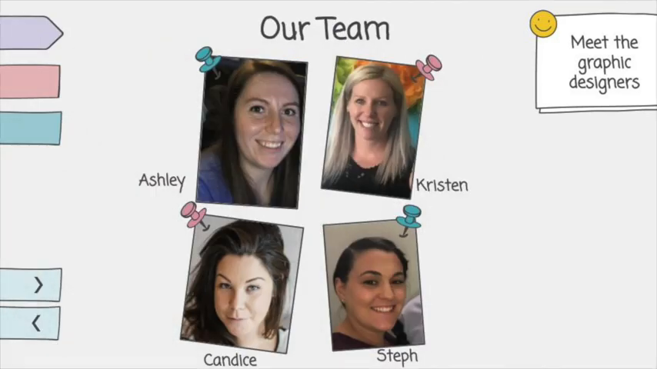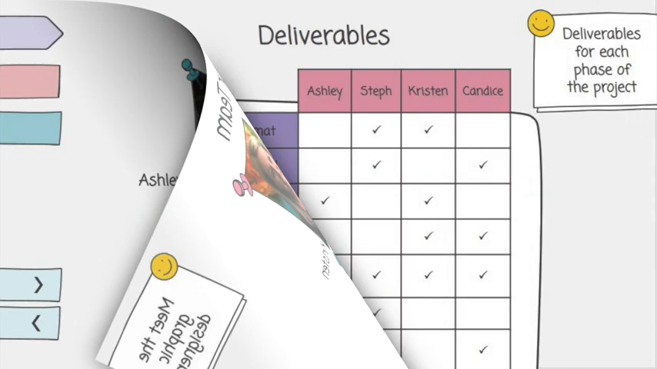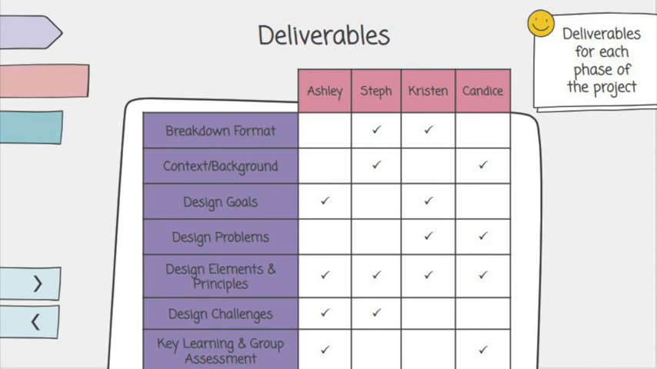Meet the graphic designers. Here is our team. You have myself, Ashley, Kristen, Candace, and Steph. Here is a chart to show you our deliverables through each of the phases within our project. As a group, we partnered up throughout the different areas and rotated who we worked with in those sections, which allowed us to work with different group members throughout our project. Once all sections were done, then all group members reviewed it before submitting.